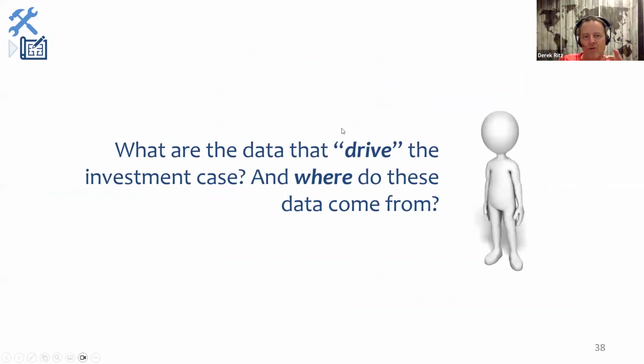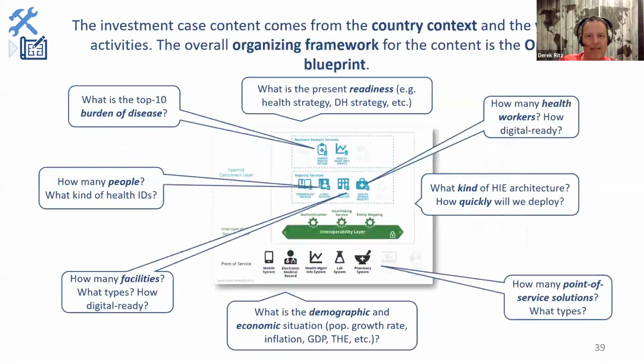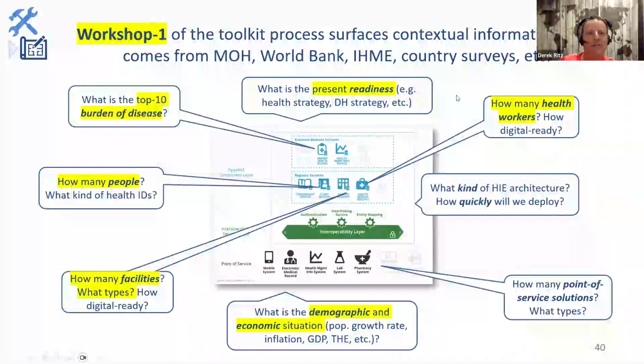The data that drive the investment case, and where these data come from: we need to know what's the current readiness. How many health workers do you have? Are they digital ready? How many people are there in the country? And what kind of health IDs do they have? And this is now mapping to the client registry and to the health worker registry and the overall architecture and so on. So the investment case content comes from the workshops, and the organizing framework is the Open HIE blueprint.